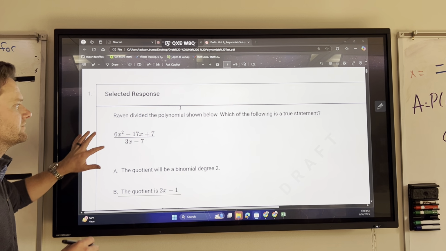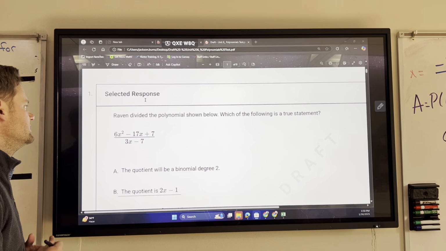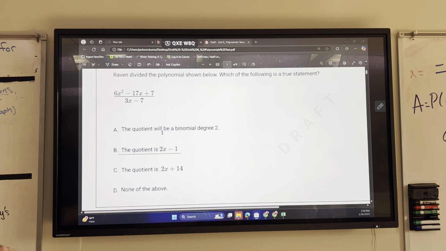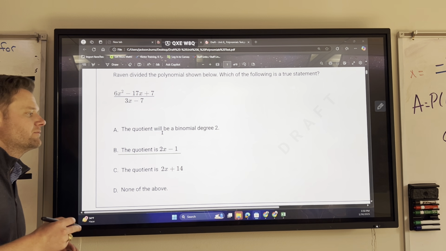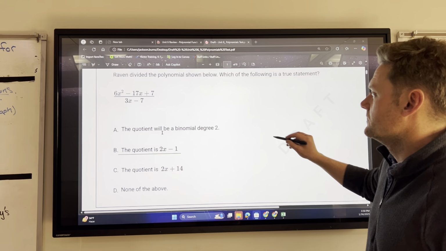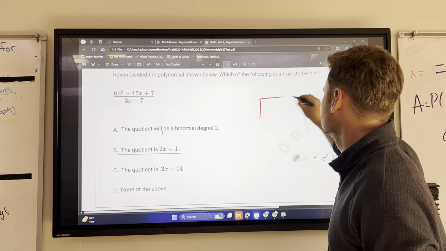This is our draft. The first question right here is what is true about this following function? We have 6x squared minus 17x plus 7, divided by 3x minus 7. Well, I can do a little long division here.